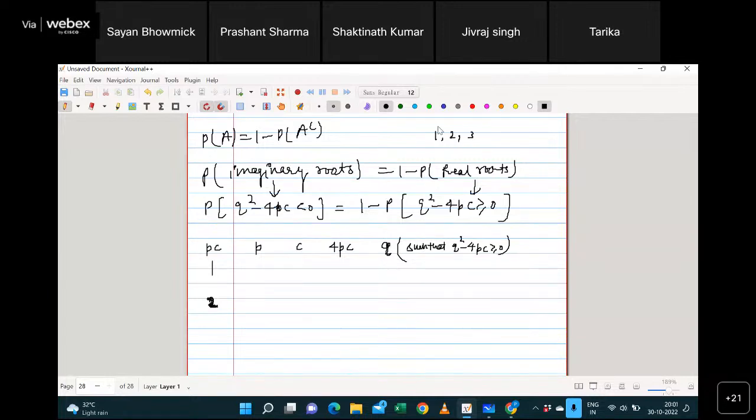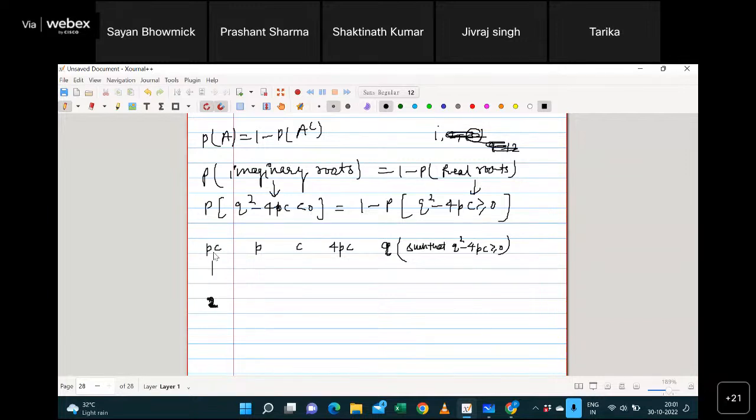Only in these two cases will my q square minus 4pc be greater than or equal to 0, because suppose I'm taking the maximum value of q as 3, since the balls are numbered 1, 2, and 3. Then the maximum will be 9 minus 4 into 3, that is 9 minus 12. It will be less than 0, which is not correct here. Are you getting what I'm trying to say? So the value of pc will take value 1 and 2.